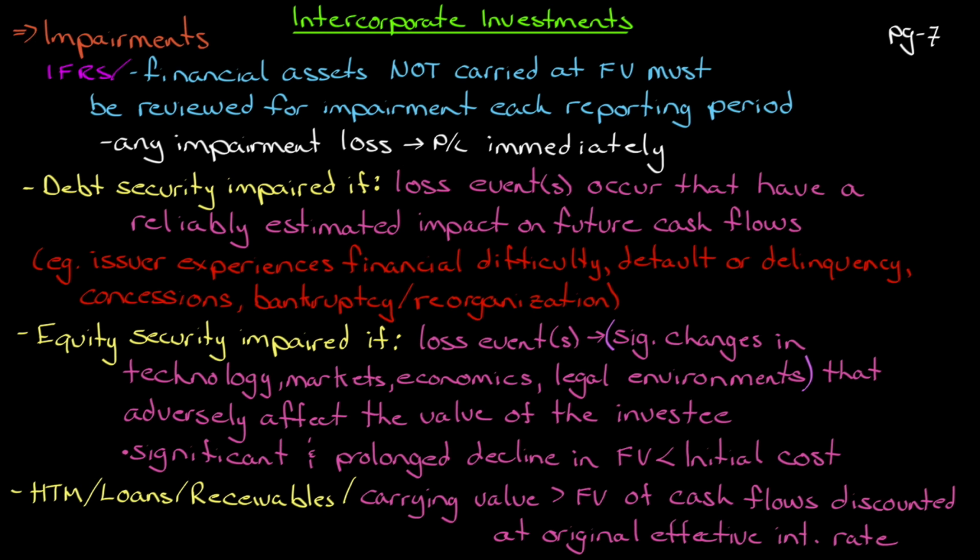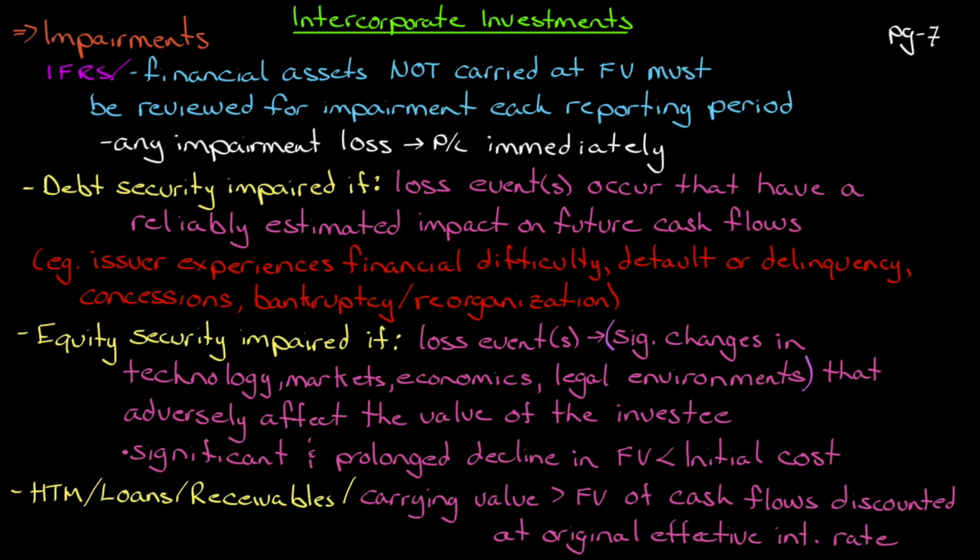And the difference comes in the reversal of the impairment, not so much the impairment itself. For IFRS, financial assets not carried at fair value must be reviewed for impairment each reporting period. Any impairment loss is sent to P&L immediately. So let me just repeat what I said on the last screen. If it's held to maturity, since it's carried at amortized cost and not fair value, any impairment would not have shown up in the carrying amount. We would then recognize it right away.